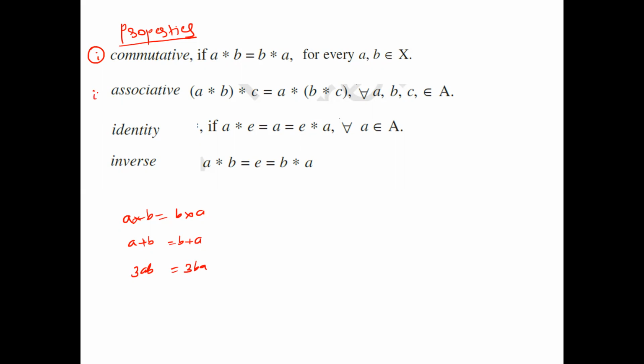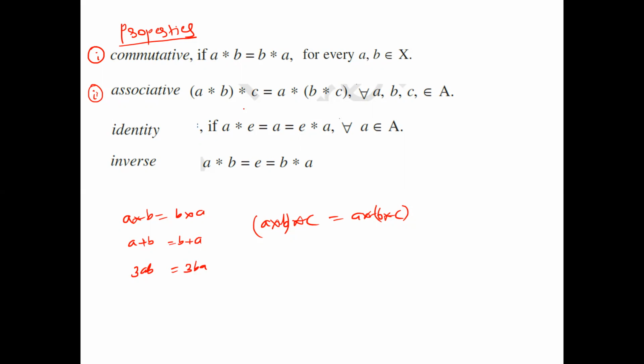Next, second one is associative. What is associative? A star B star C equal to A star B star C. First, you're taking here A star B star C. Now I'll put the bracket on the first two. Now here also write A star B star C. Now I'll put the bracket on the second quantity, meaning the last two terms. So our answer will be same.